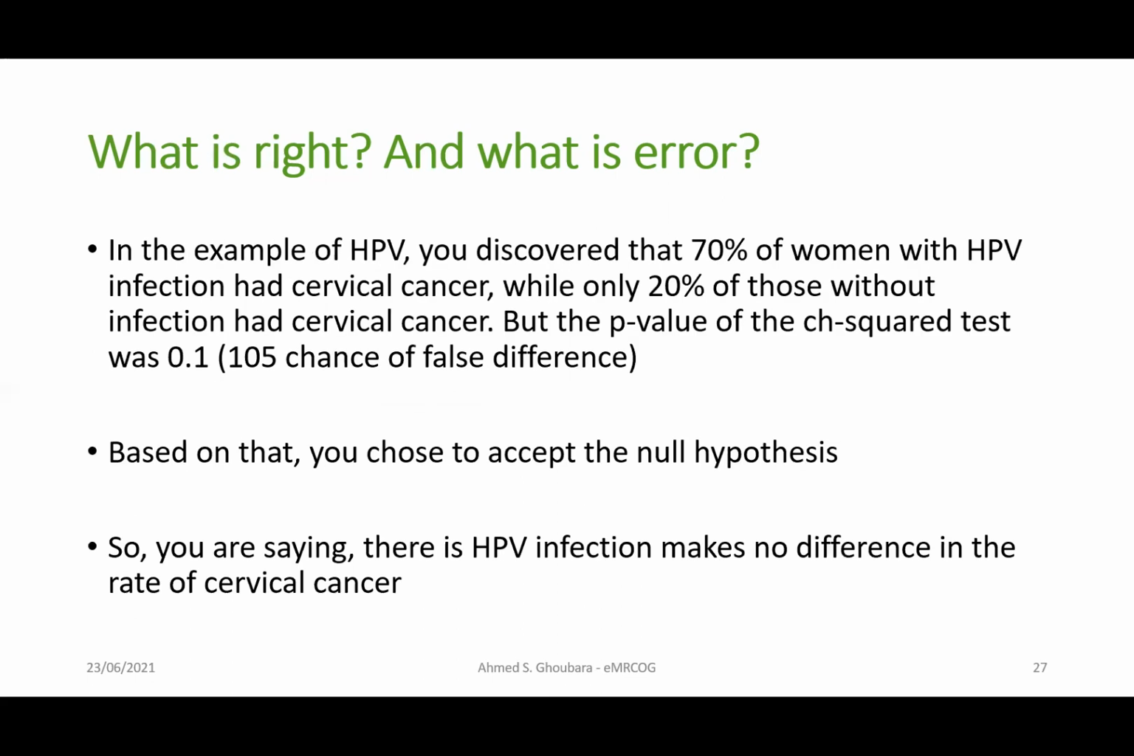Back to the HPV example, you discovered that 70% of women with HPV infection had cervical cancer, but only 20% of those without infection had cervical cancer. The p-value of the chi-square test was 0.1, meaning 10%, a 10% chance of false difference. Based on that, as I'm just repeating what we said a couple of minutes ago, you choose to accept the null hypothesis, and you're saying that HPV infection has nothing to do at all with the rate of cervical cancer. Based on the p-value, 10% is much higher than the 5%, almost double.